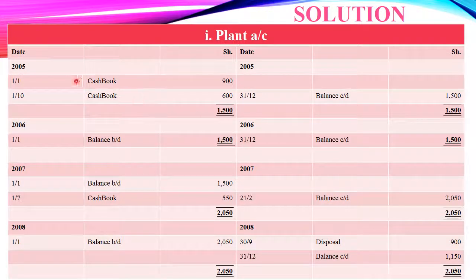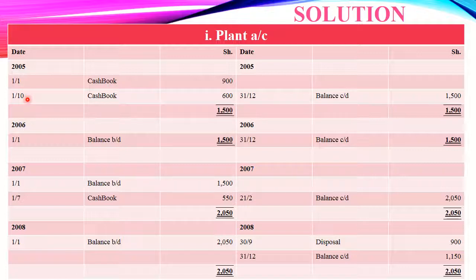We start with the first year. In 2005, on 1st of January, the company acquired a plant that was costing shillings 900, and as we have said, when you buy plant worth 900 shillings, this amount is deducted from the cash book. So the cash book is the item that will be affected, and it will actually be credited. For the double entry to be observed, then you're going to debit the plant account, then credit the cash book.